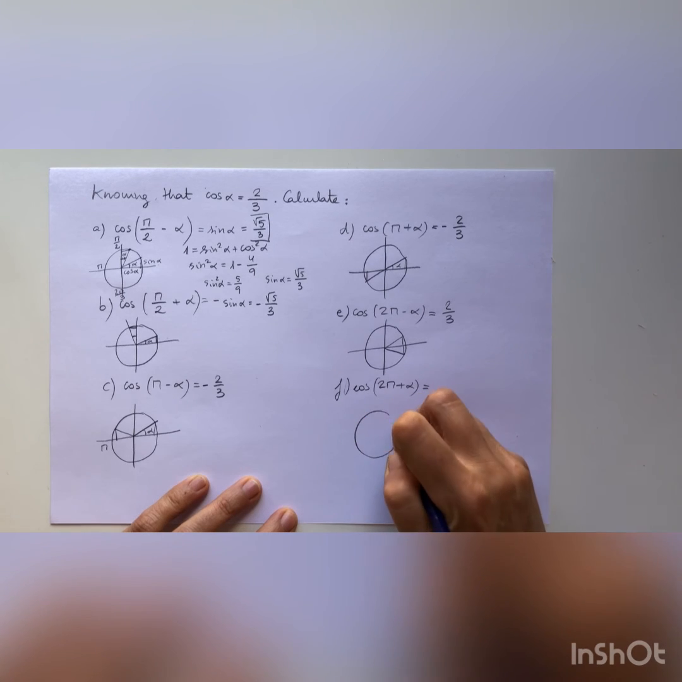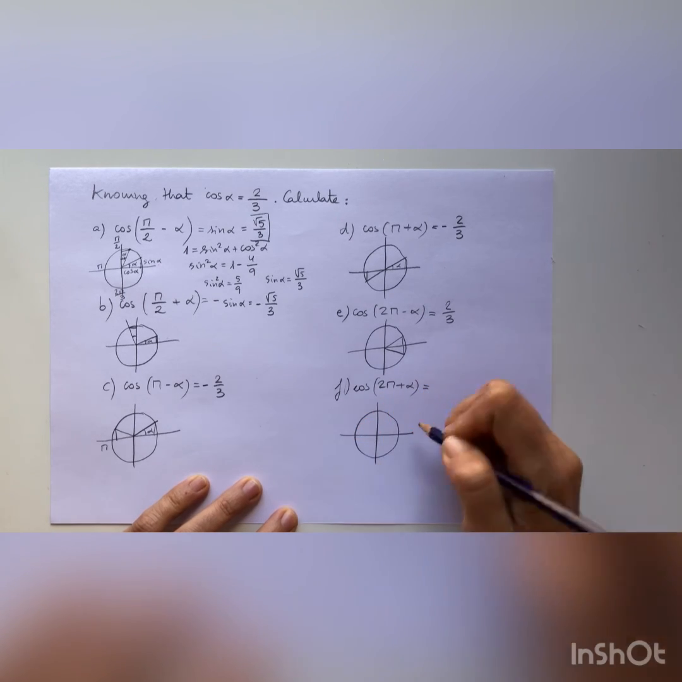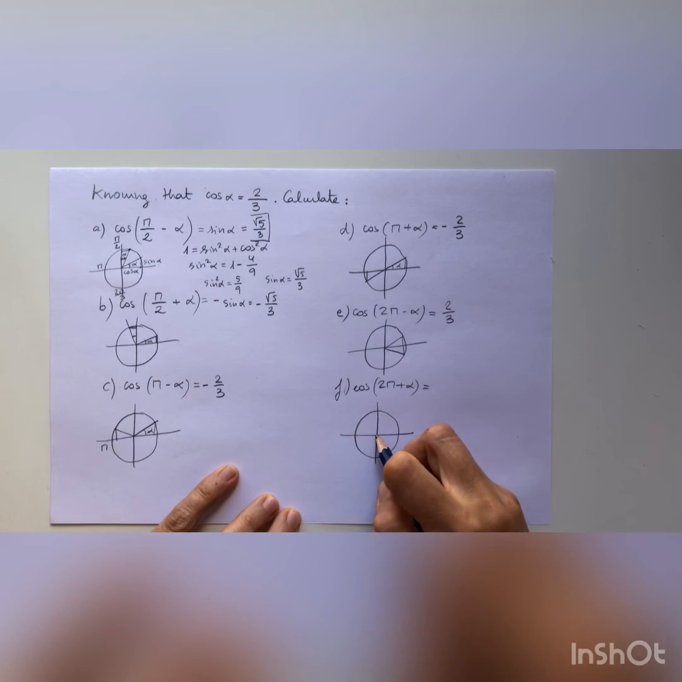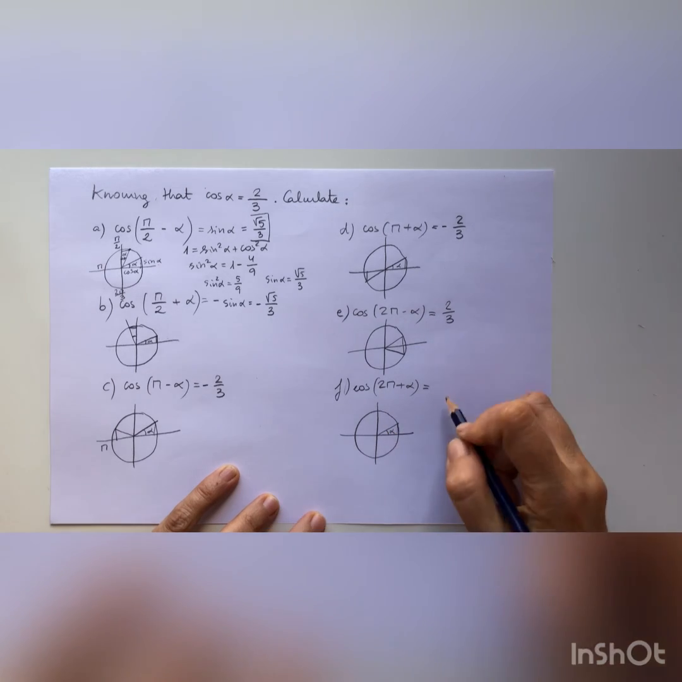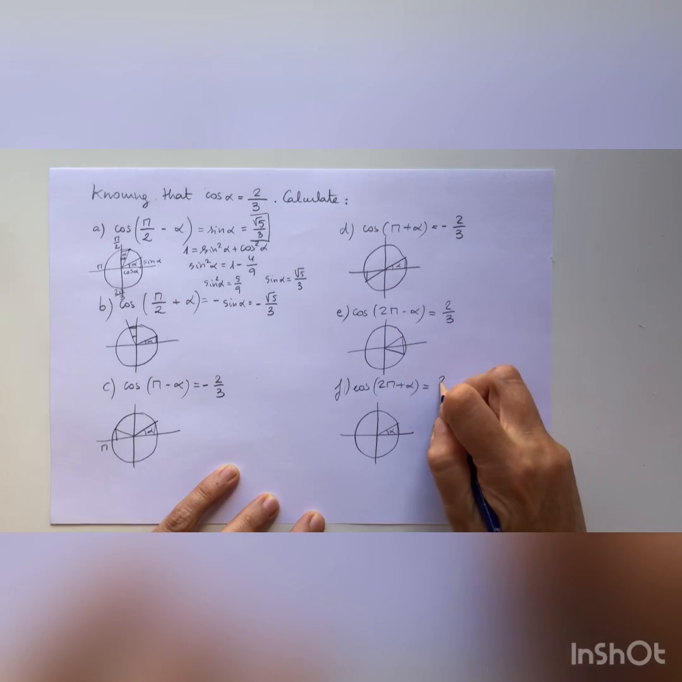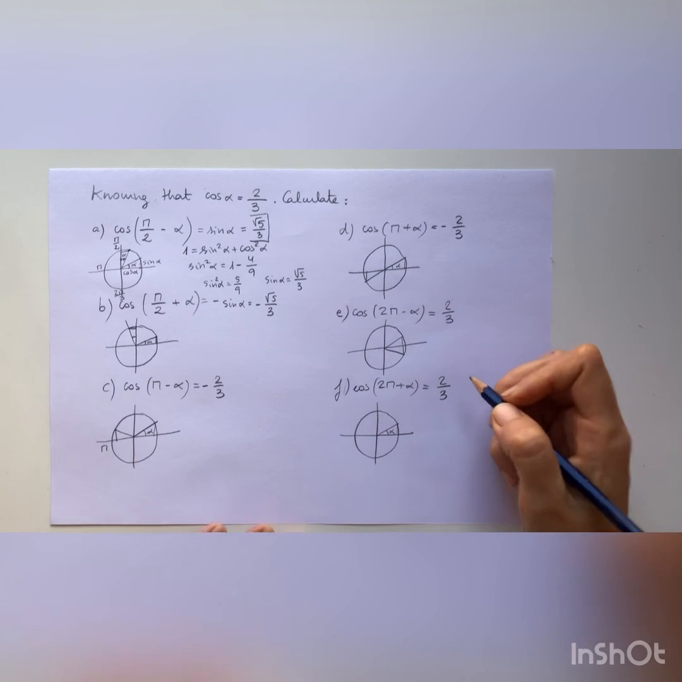And the last case would be 2 pi plus alpha. So we have to move like this, and we are in the same angle again. Here we have alpha, so the cosine must be exactly the same, 2/3.